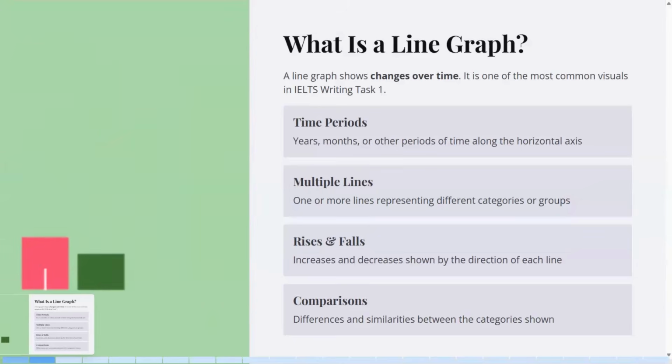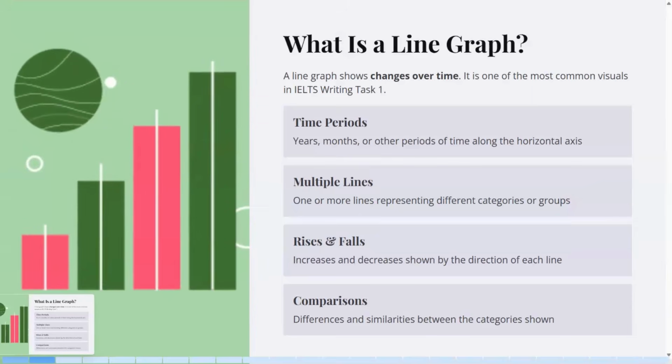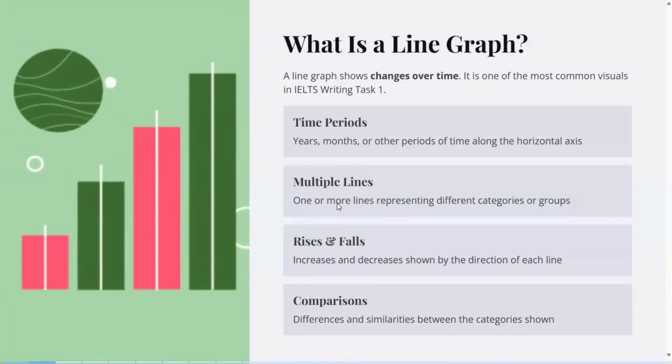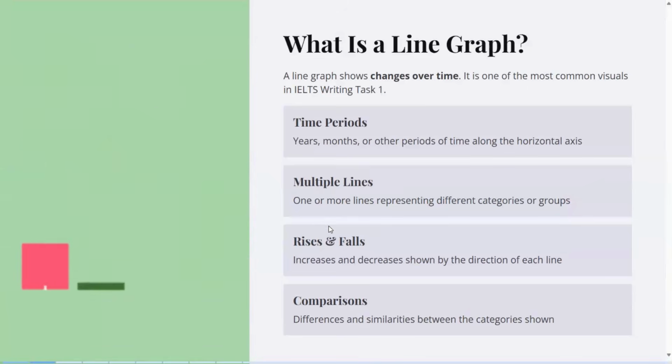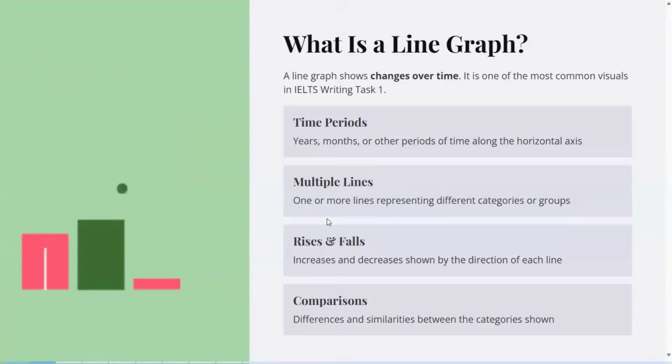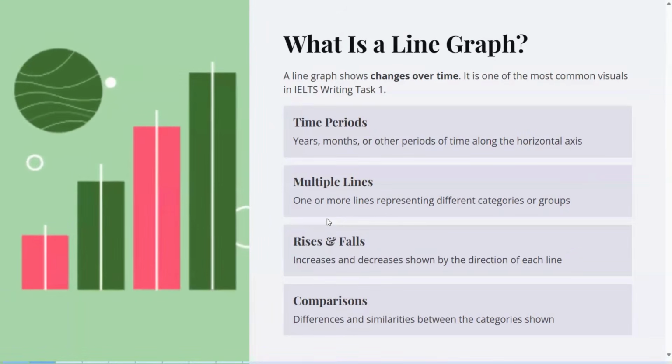Okay, a line graph shows changes. It shows changes over time. Usually it presents years, months, or periods, one or more lines. Each line shows a category that changed. So before writing, the student needs to ask themselves, what changed? What grew? What exactly has gone down? And what has actually remained stable?